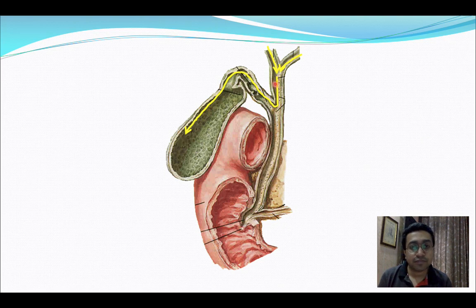and then cystic duct to the gallbladder, and then from the gallbladder again to the cystic duct via this union to the common bile duct, then meeting with the main pancreatic duct to the major duodenal papilla, or we can say to the second part of the duodenum. We will see in detail henceforth.